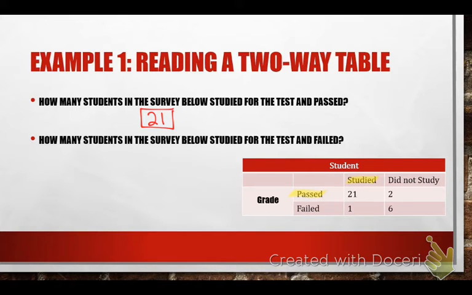Okay? Now it's going to ask me how many students in the survey below studied for the test and failed. How many studied and failed? 1. So again, it's category, studied. Okay, but now it's failed, studied and failed. That would be only 1.